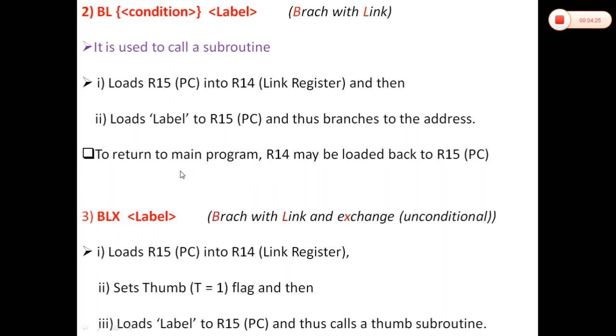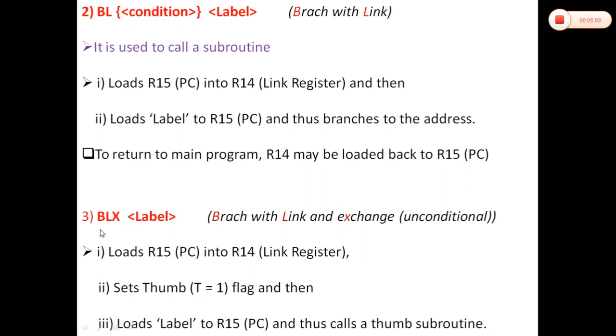At the end of the subroutine, the execution may be transferred back to the main program simply by copying the content of the link register R14 back to the program counter R15, because this register holds the return address, and that can be simply copied into the program counter, say by using a move type of instruction, and that will effectively take the execution back to the main program. So that's how this instruction works. It's a branch with link instruction, a conditional instruction, and uses a relative address.